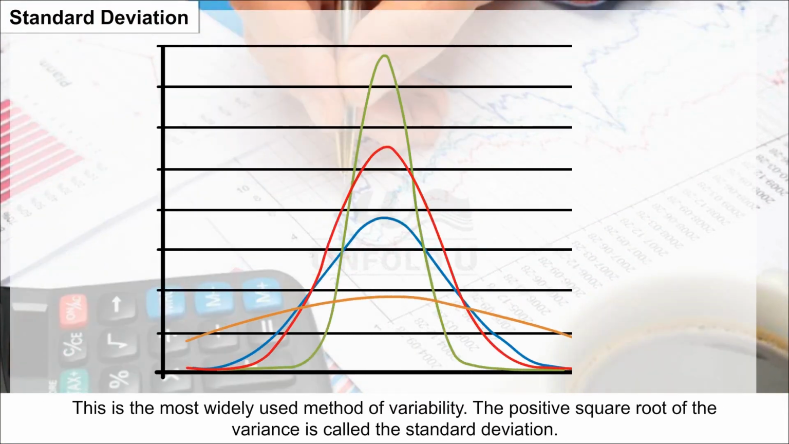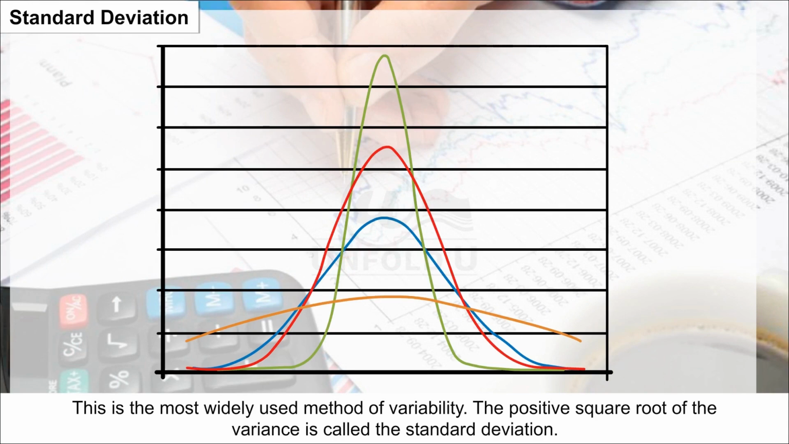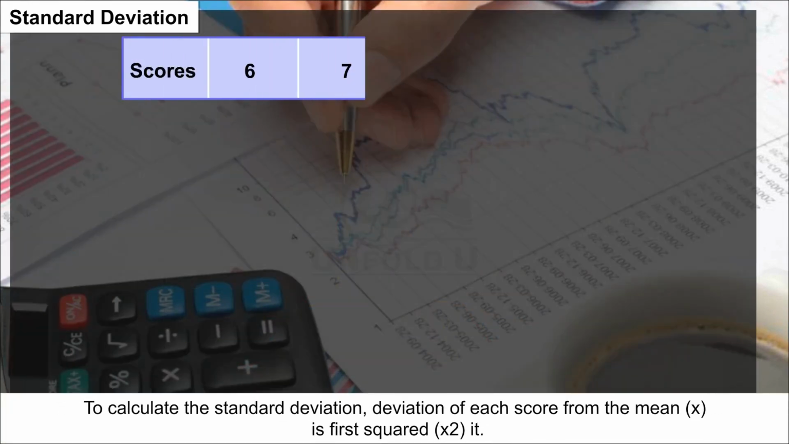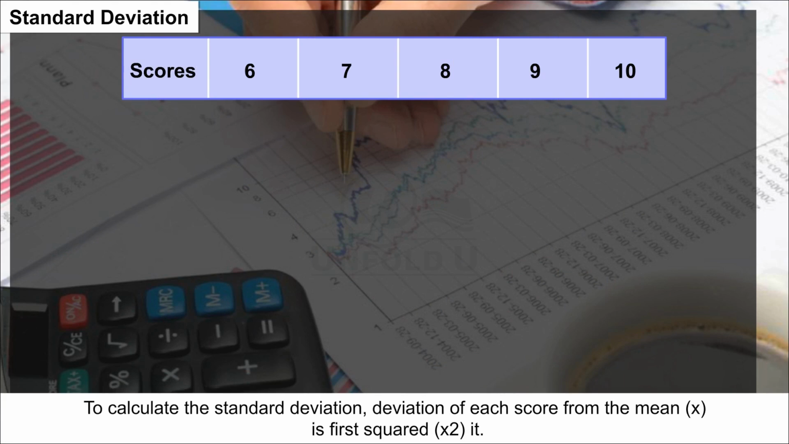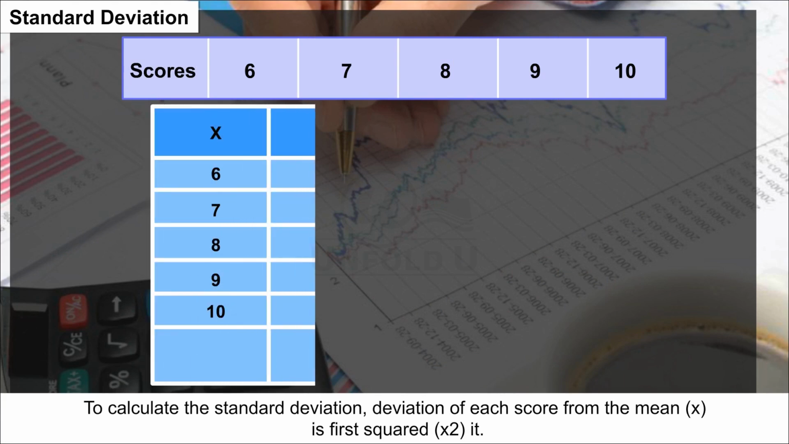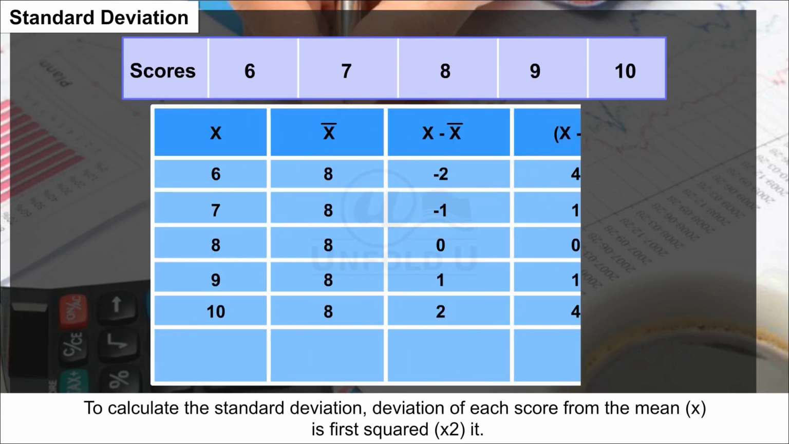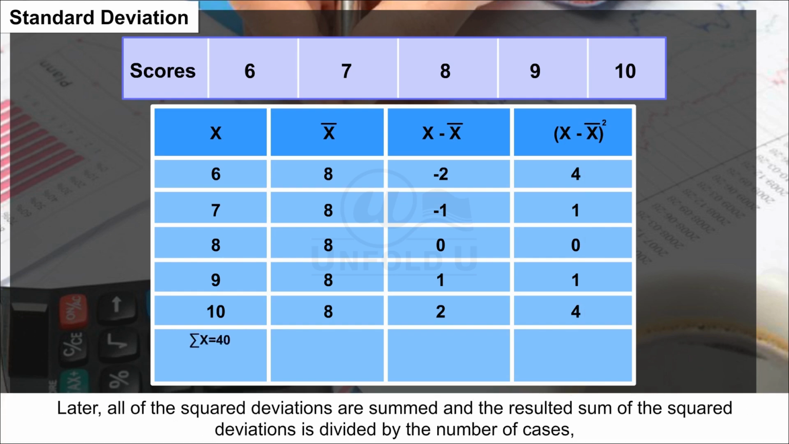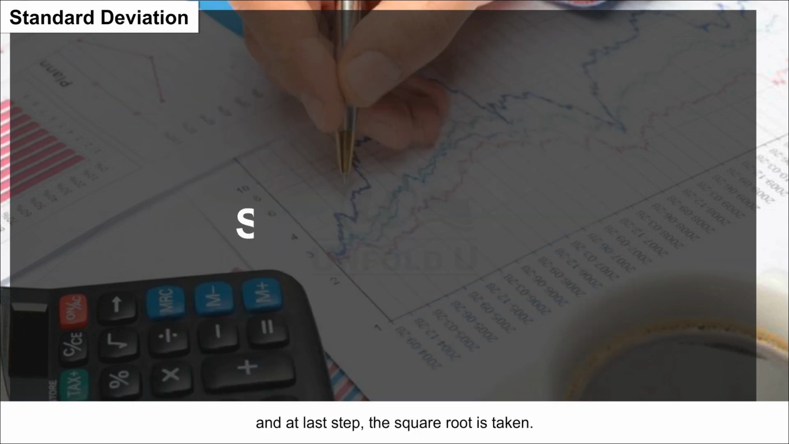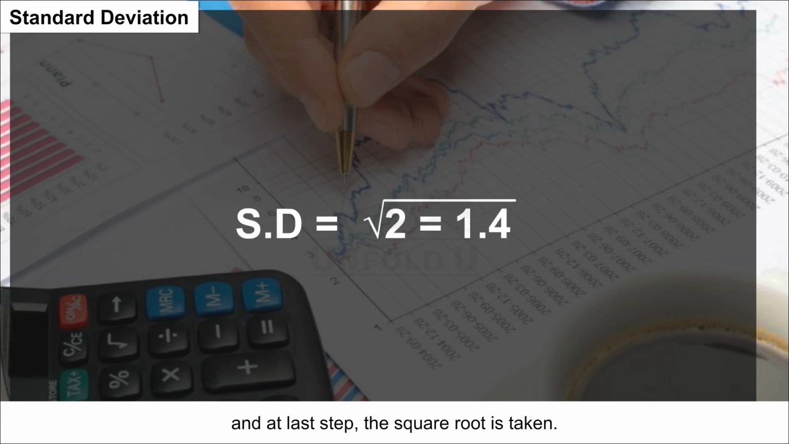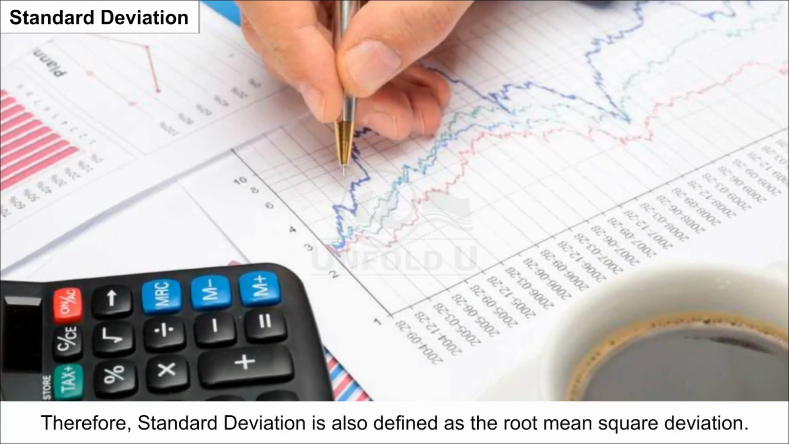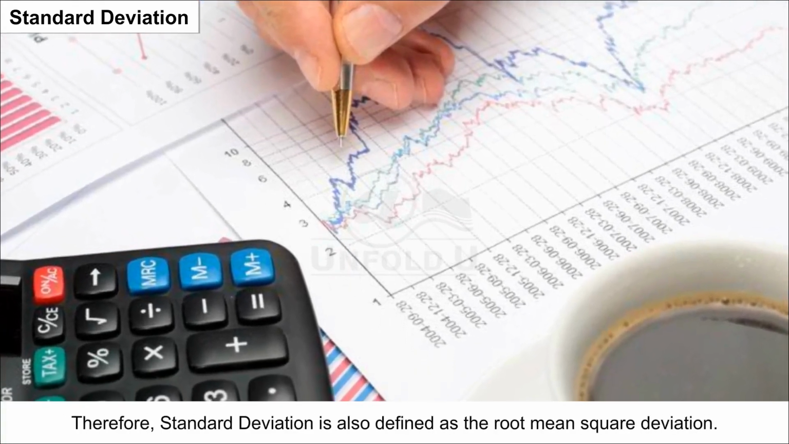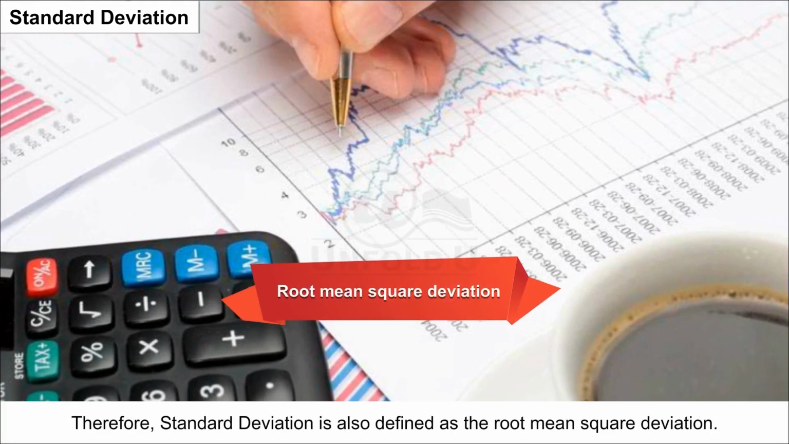Standard deviation. This is the most widely used method of variability. The positive square root of the variance is called the standard deviation. To calculate it, the deviation of each score from the mean x is first squared. Later, all of the squared deviations are summed, the resulting sum is divided by the number of cases, and at the last step the square root is taken. Therefore, standard deviation is also defined as the root mean square deviation.